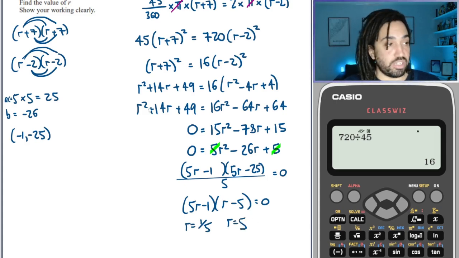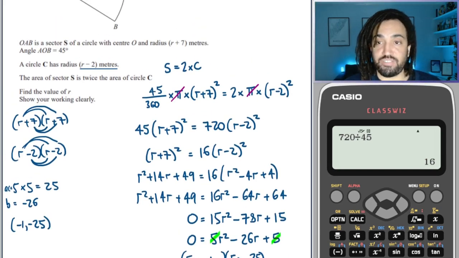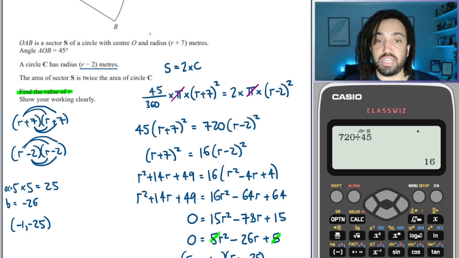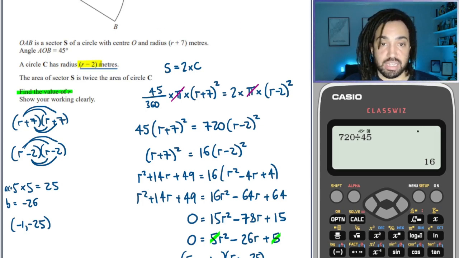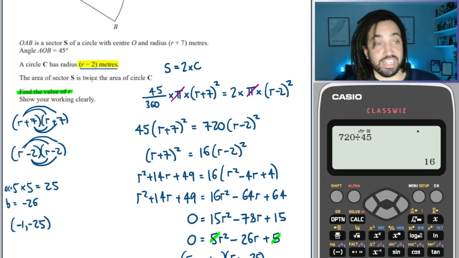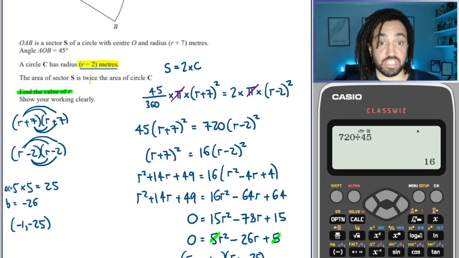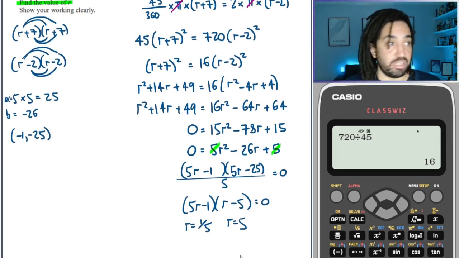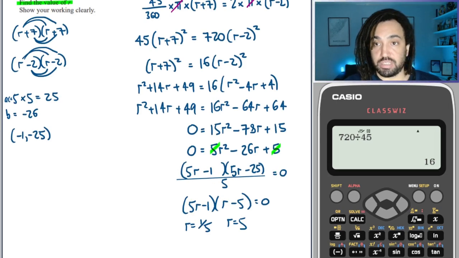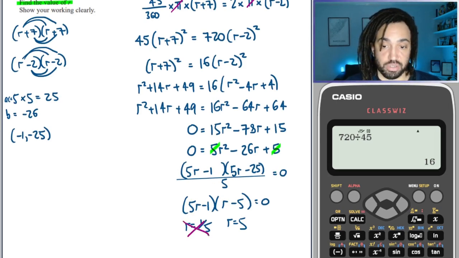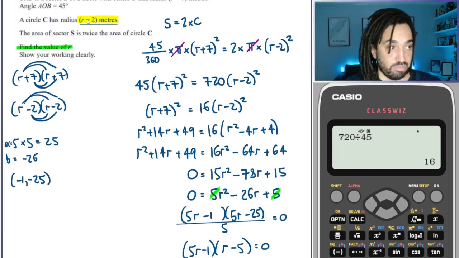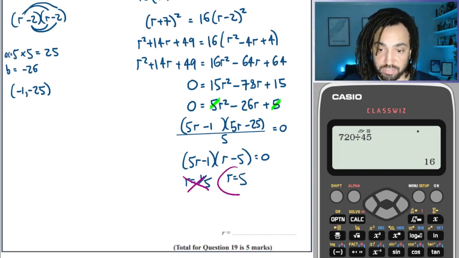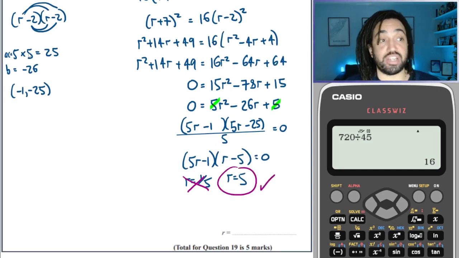Now it does say clearly to find the value of r, so it's only one answer, and I'm looking at this part here and I'm thinking to myself, that needs to be positive because a circle's radius must be positive. So if r was equal to 1/5, like we found here, this would not work, because it would mean that the circle would have a negative radius, because 1/5 minus 2 is negative. So therefore r is equal to 5 is the correct and final and only answer.